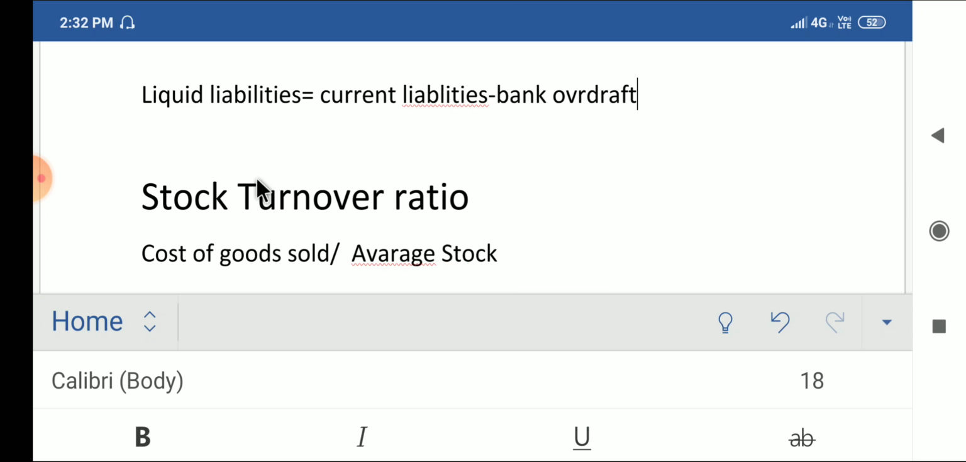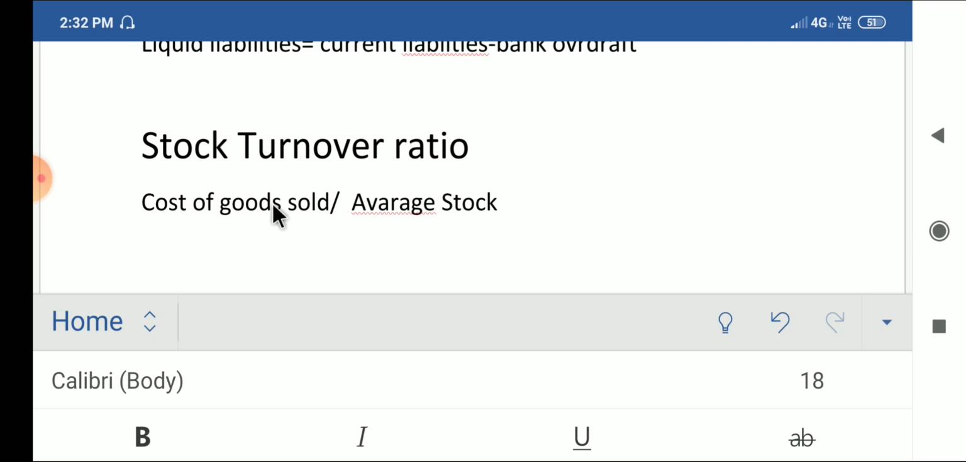Then we see the stock turnover ratio. This ratio discloses the relation between the cost of goods sold and average stock or inventory. It is called the stock turnover ratio and also the inventory turnover ratio. It shows how many times during the year the stock was purchased. In fact, the profit of a business has a deep relationship with the stock.